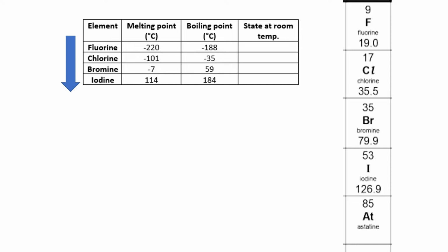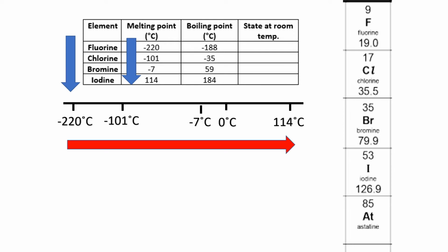Okay, so what about the melting point? Well, as I go down the group, my melting point is minus 220, minus 101, minus 7, it's increasing. Now, if you remember last lesson, I am absolutely hopeless at doing this. So here's my number line again. You can see I've got 0 in the middle there. And I've just put those numbers on.